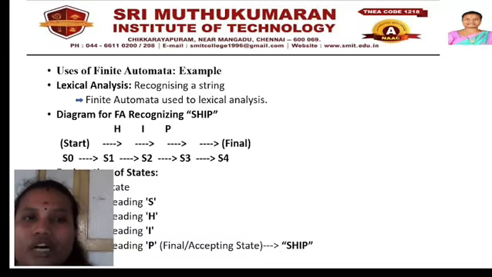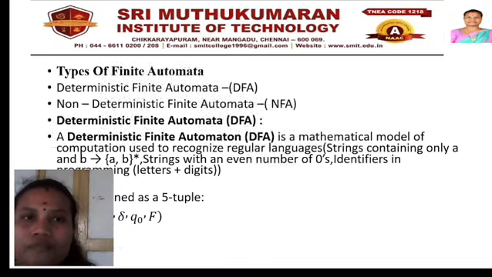Now the diagram for an FA recognizing SHIP. Starting at state S0, on input H we go to the next state. Then on input I we go to state S2, then to S3 on input P, and then to S4. The final string is SHIP, and the final state is drawn as a double circle.